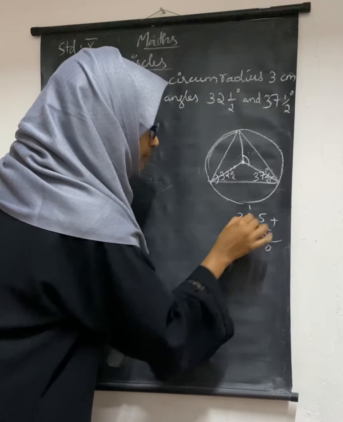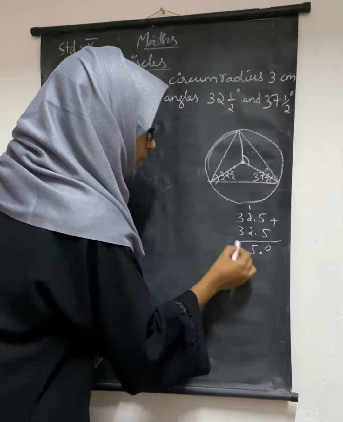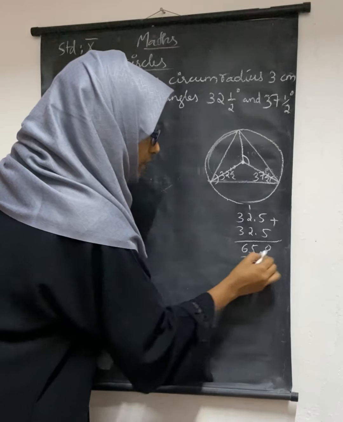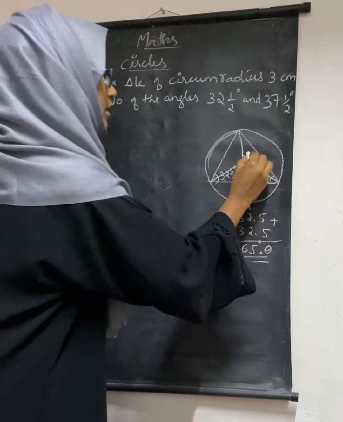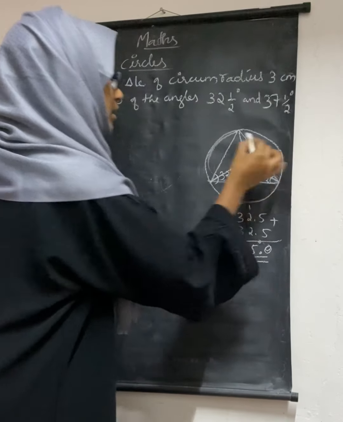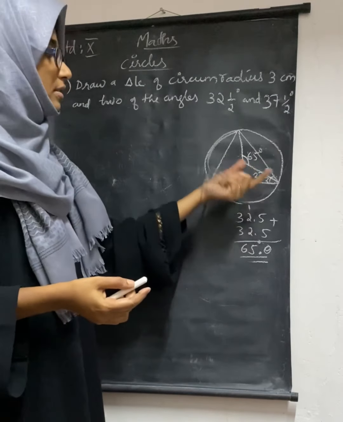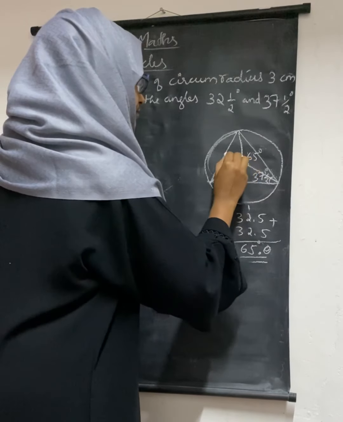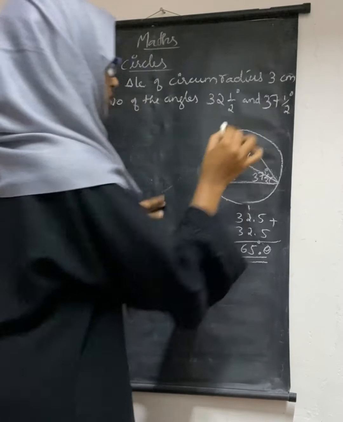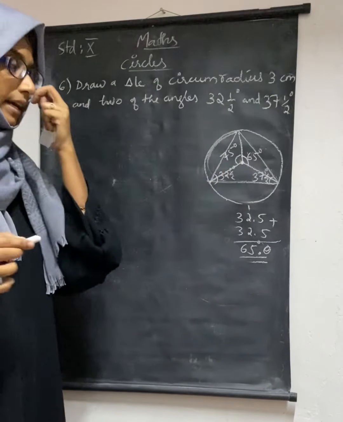It will be 65 degree. 65 degree. Okay. So here it will come as 65. Now same way 37.5 degrees double will be 75. So this you have to find out first. Central angle you have to find out.